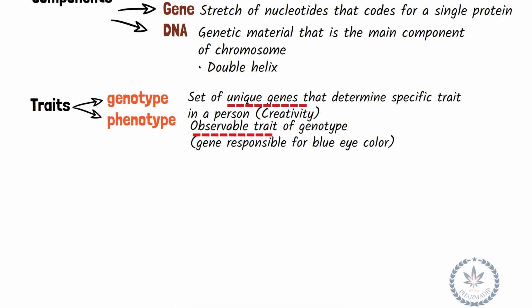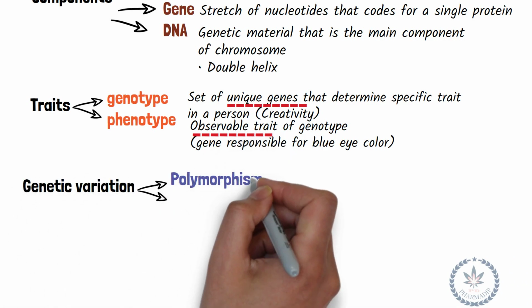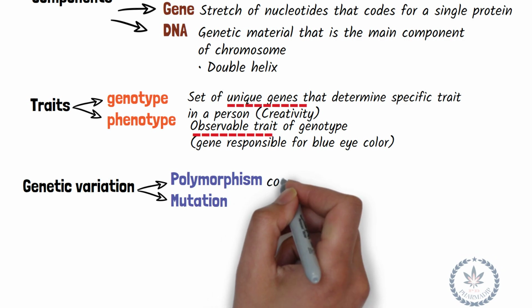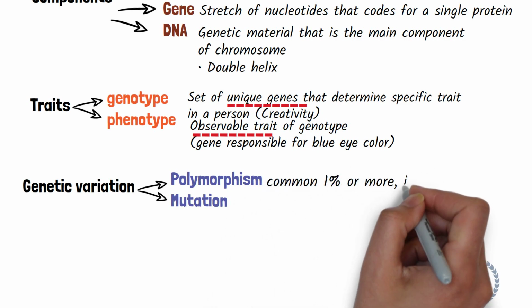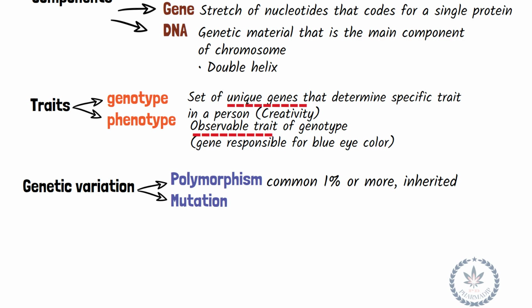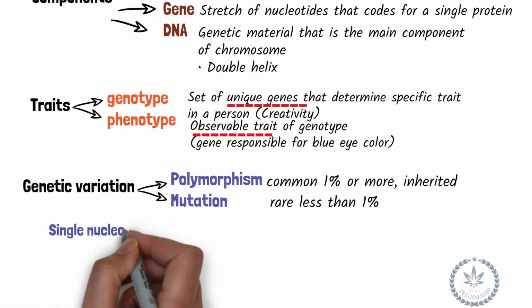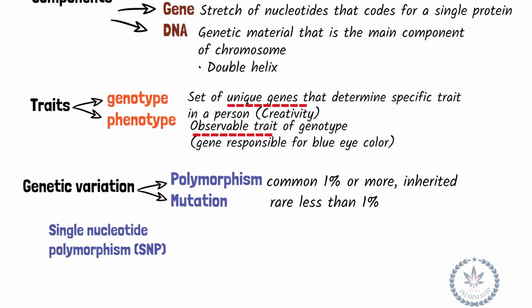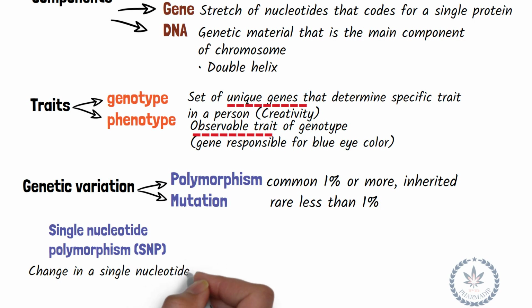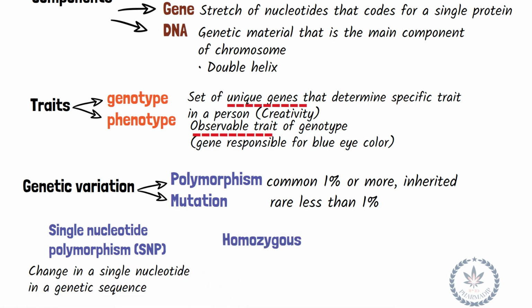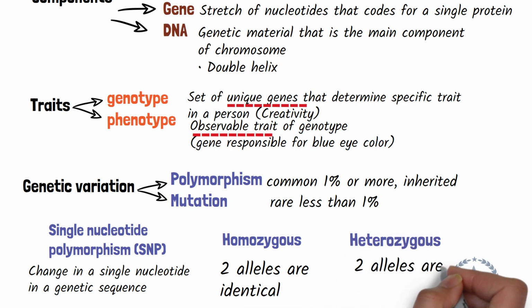Other important terms you need to know are polymorphism. Genetic variation is common, 1% or more, and it is an inherited mutation. Genetic variation is rare, less than 1%. Single nucleotide polymorphism, SNP, is a change in a single nucleotide in a genetic sequence. Homozygous means two alleles are identical. Heterozygous means two alleles are different.